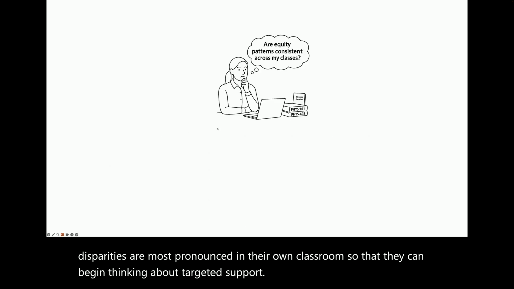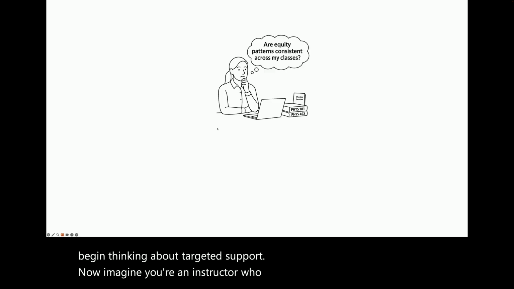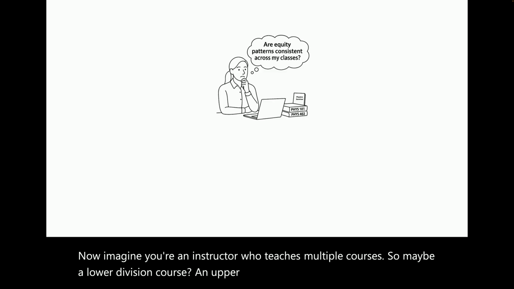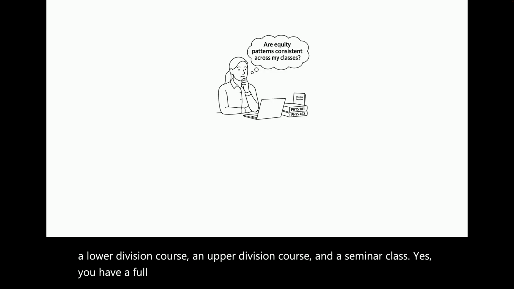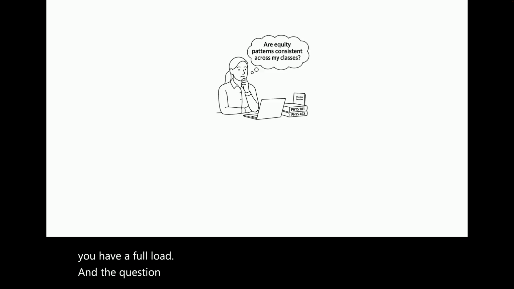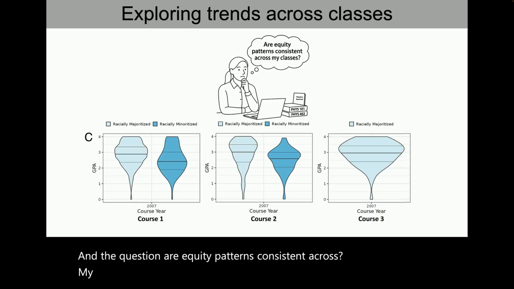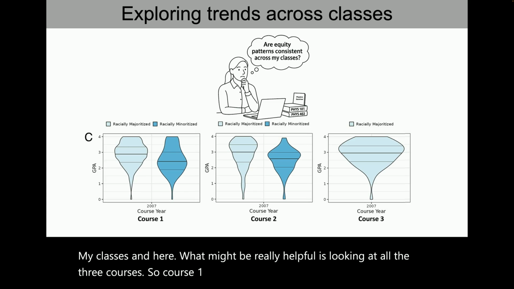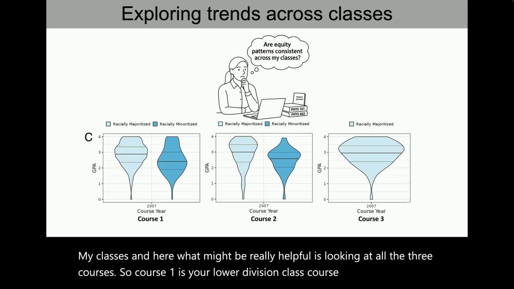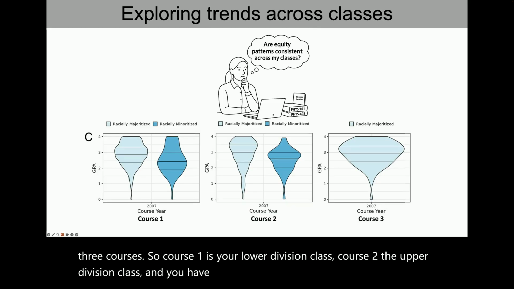Now, imagine you're an instructor who teaches multiple courses. So maybe a lower division course, an upper division course, and a seminar class. Yes, you have a full load. And the question is, are equity patterns consistent across my classes? And here, what might be really helpful is looking at all the 3 courses. So course 1 is your lower division class, course 2 the upper division class, and you have your summer course, which is course 3.